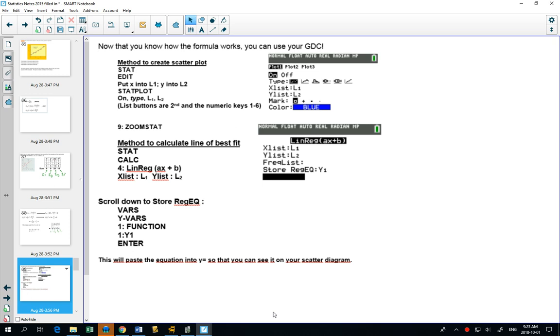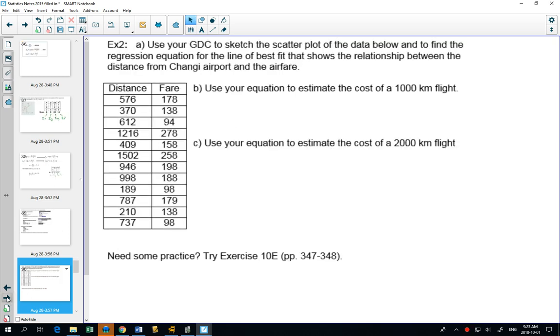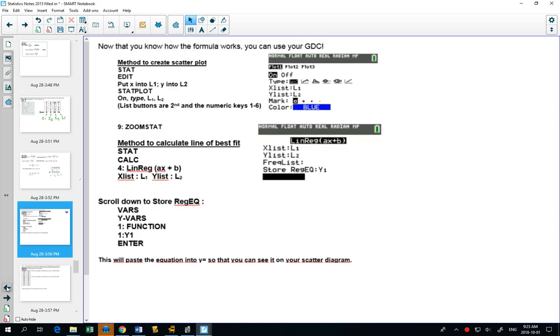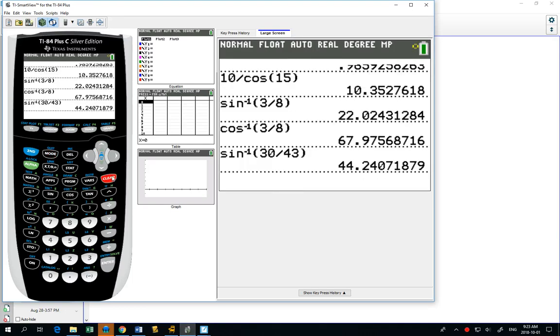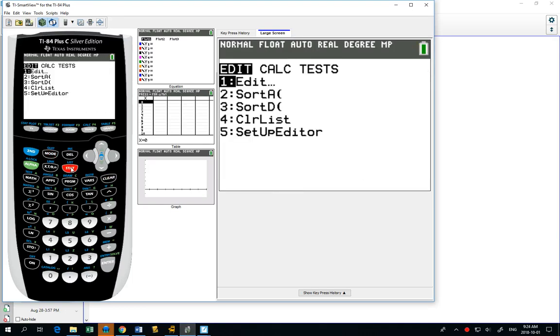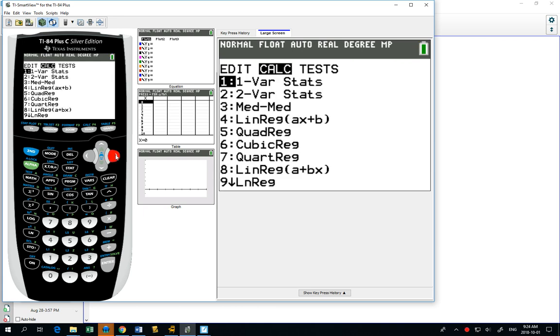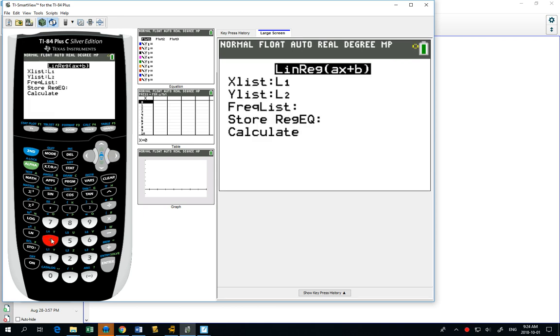So once we have our data from the second one entered into our calculator, here it is. We want to sketch our scatter plot and then find the equation of our line of best fit. So I'm going to go back to my calculator. I've got the data put in already. So I'm going to go out of here, stat, calculate, number 4.